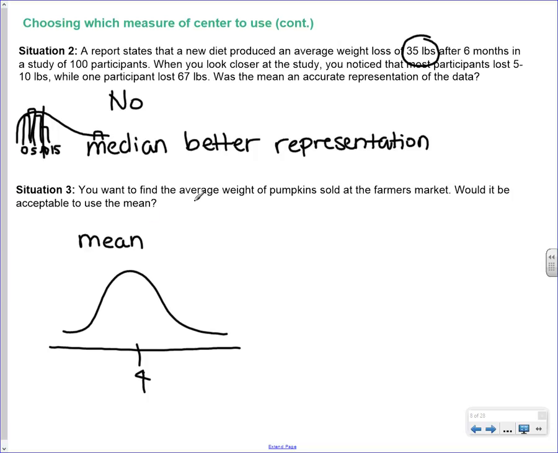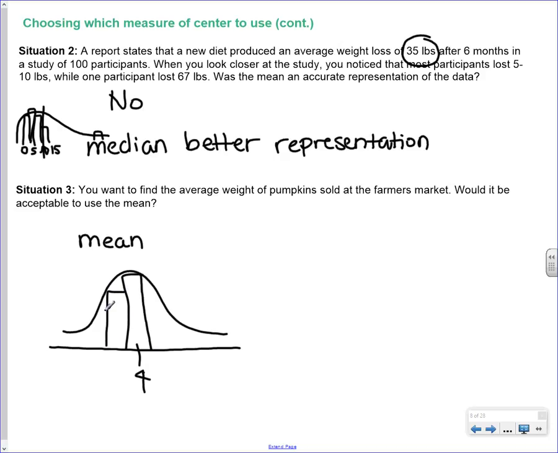All right, the last one here: you want to find the average weight of pumpkins sold at the farmer's market. Would it be acceptable to use the mean? Well, how do you think the weight of pumpkins is going to look? If you don't know, then it's probably just going to be symmetric. If we don't have a farmer that's also bringing his giant pumpkin from the state fair or something in, we're going to expect that most of the pumpkins from this farm are going to be, let's say, I don't even know the weight of pumpkins, I'm just guessing, mainly about 4 pounds.